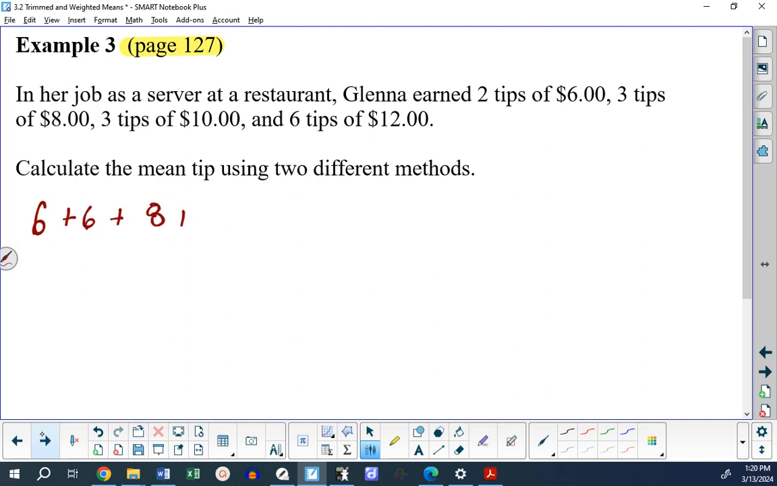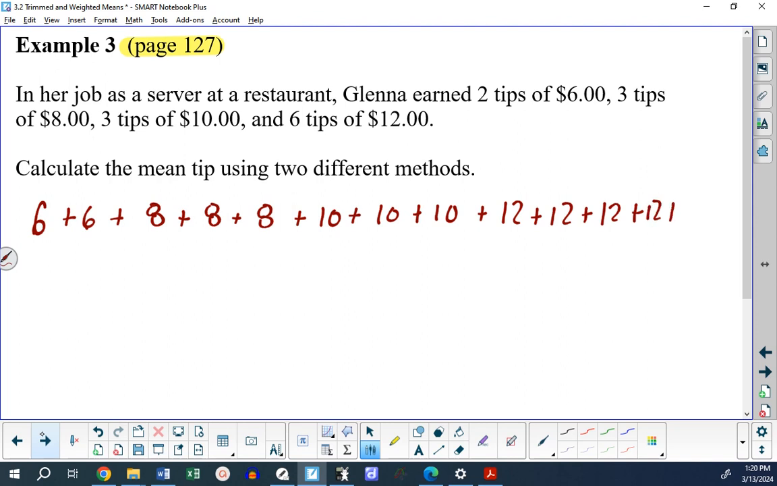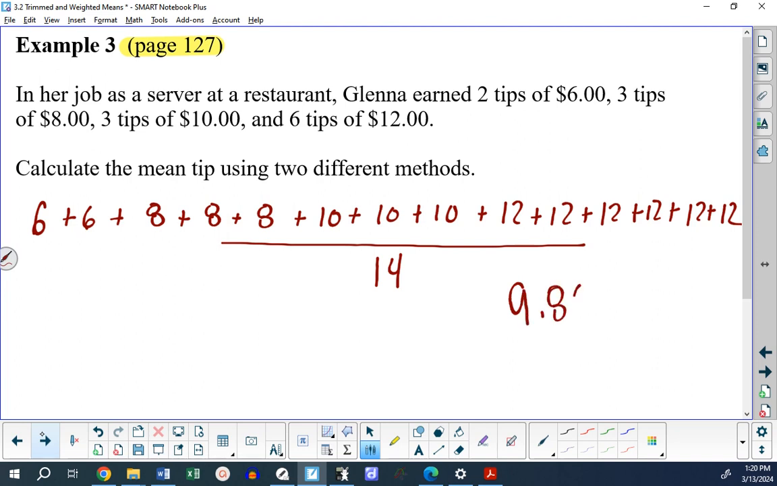plus 8 plus 8 plus 8 plus 10 plus 10 plus 10, plus 12, plus 12, plus 12, plus 12, plus 12, plus, I'm just going to squeak in that last 12. Is that your approach? Okay, and then you divide it by, when we count them up, 2, 4, 6, 8, 10, 12, 14, and you get 9.86.